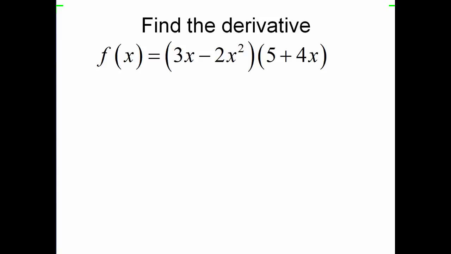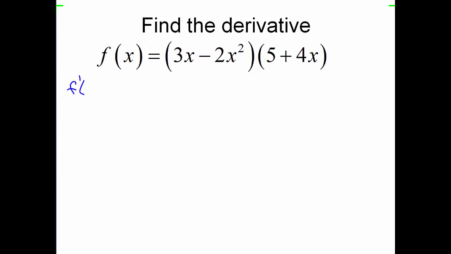And like I said, yes, I know I can FOIL this and then just use the power rule. But if there's some sort of exponent, let's say this is to the 10th power, you're not going to want to do that, because you're going to get a huge polynomial. It'll take you forever. So for now we're just practicing the product rule because we will need it later. So I'm going to find the derivative using the product rule.